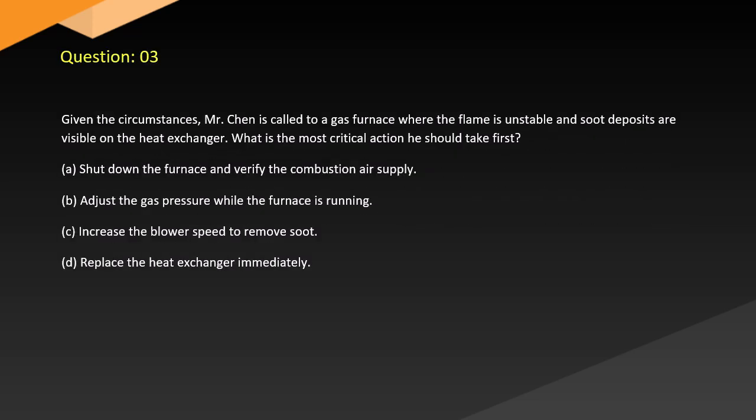Question 3. Given the circumstances, Mr. Chen is called to a gas furnace where the flame is unstable and soot deposits are visible on the heat exchanger. What is the most critical action he should take first? A. Shut down the furnace and verify the combustion air supply. B. Adjust the gas pressure while the furnace is running. C. Increase the blower speed to remove soot. D. Replace the heat exchanger immediately.